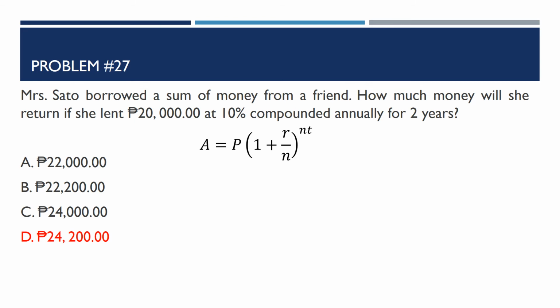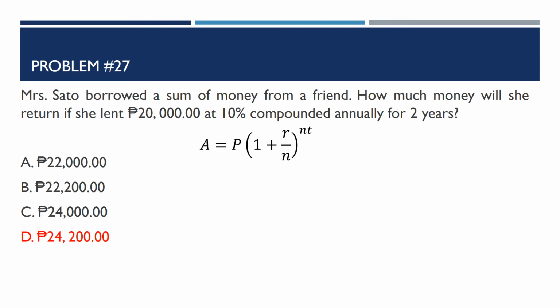Now if it's compounded monthly, then n will be 12, because you're going to compute the interest every month.